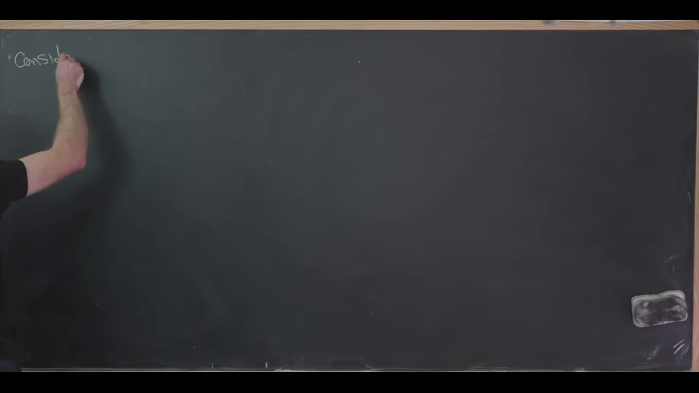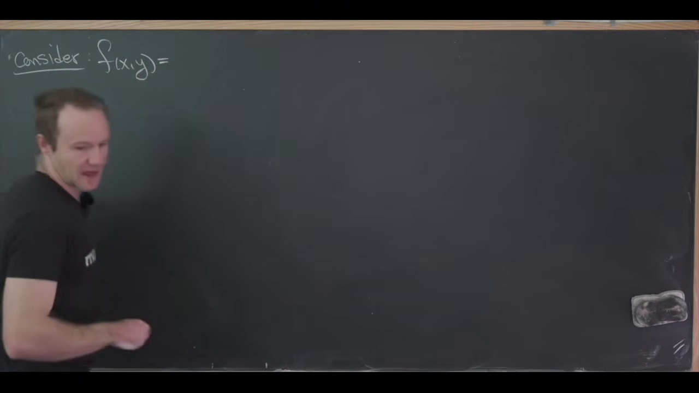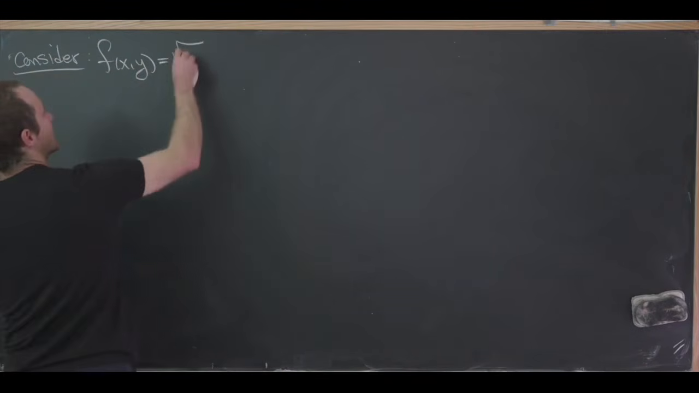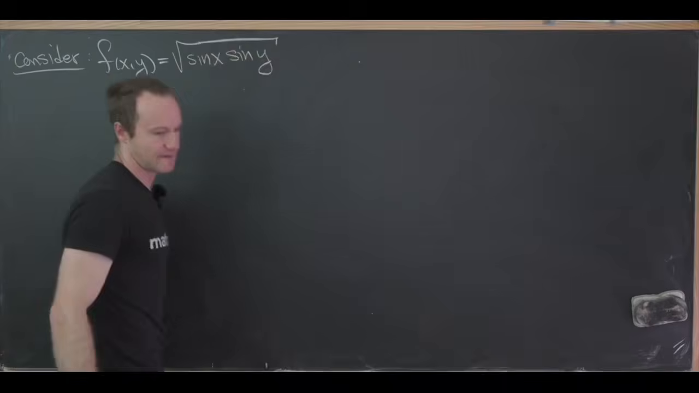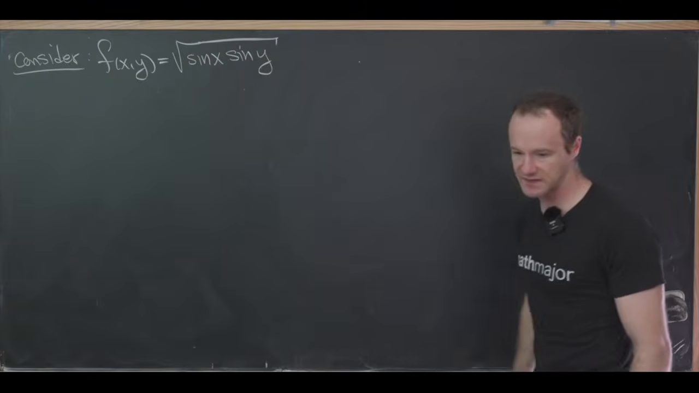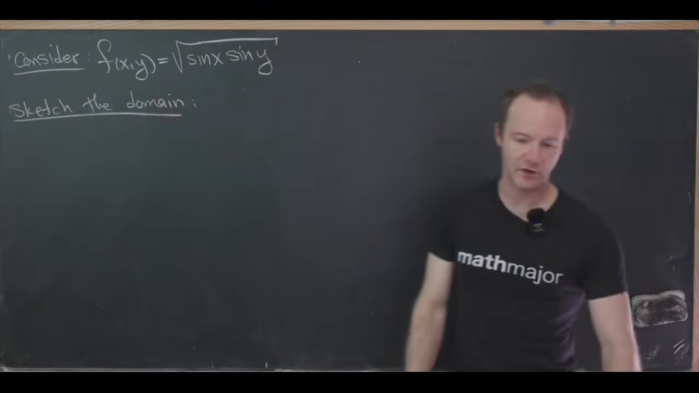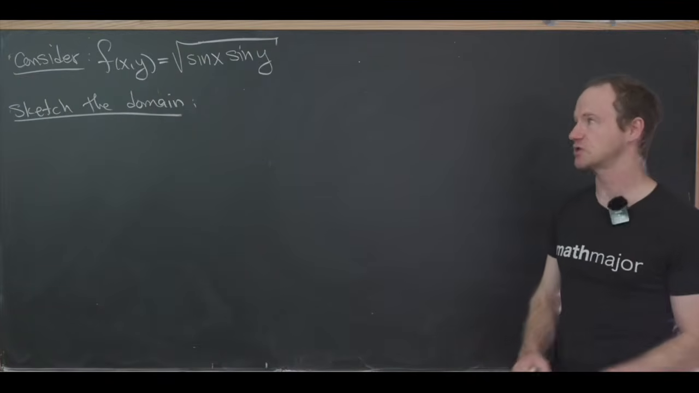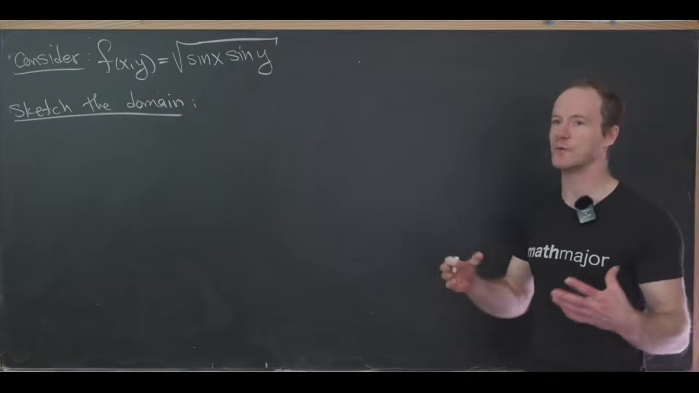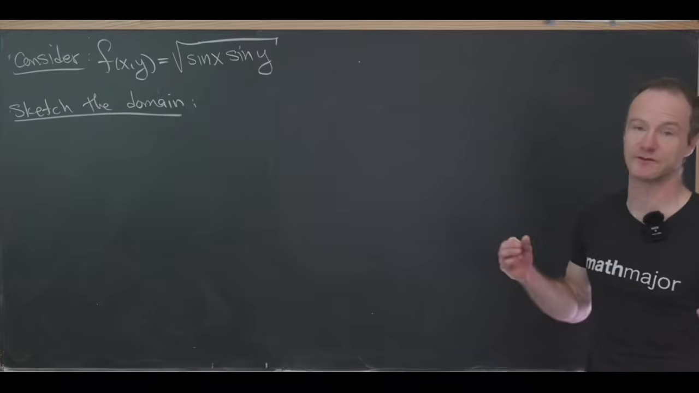So let's say this one. So let's consider the following function. I'll call it f of xy, and it is the square root of sine of x times sine of y. So let's say it's something like this. So now let's first sketch its domain. So the domain here will be a subset of the plane because we've got a 2-variable function. We're assuming that the domain is at most the plane, or some sort of subset that makes everything work out nicely.